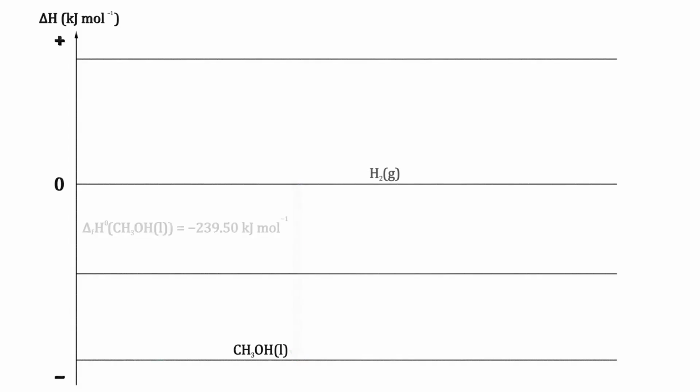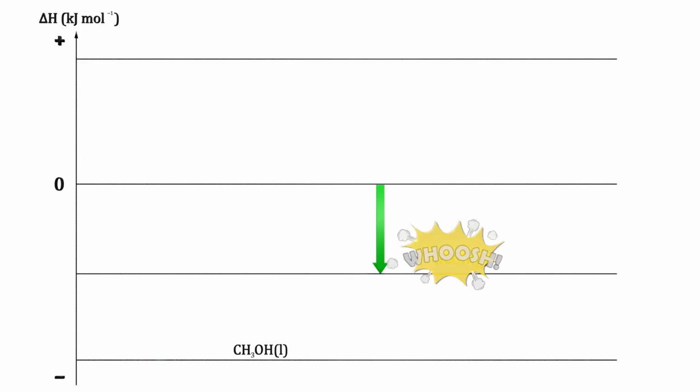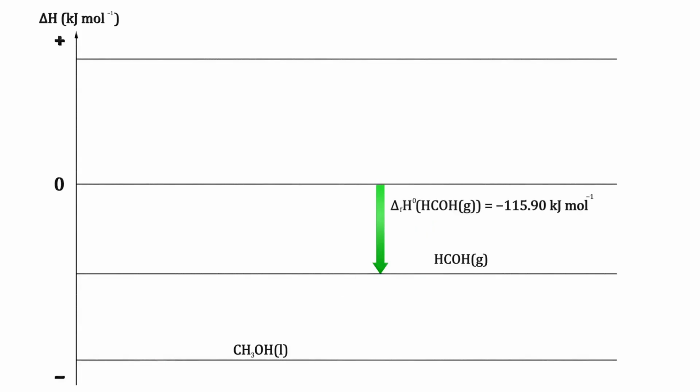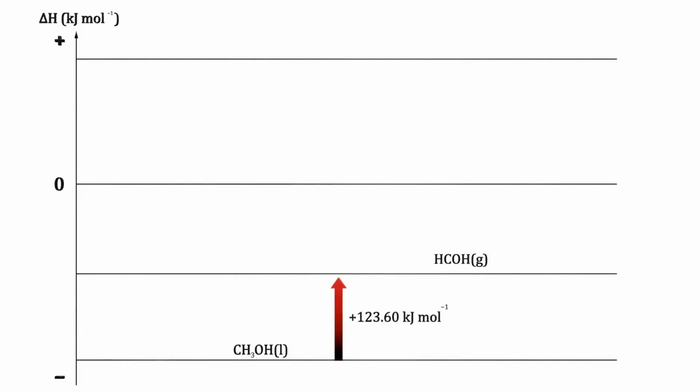Similarly, when 1 mole of H2 gas, half a mole of O2 gas, and 1 mole of carbon atoms in the form of graphite combine to form 1 mole of gaseous formaldehyde at 298 Kelvin, 116 kilojoules of energy are released. This energy corresponds to the standard enthalpy of formation of gaseous formaldehyde. Therefore, from a thermodynamic perspective, formaldehyde is approximately 124 kilojoules less stable than methanol.